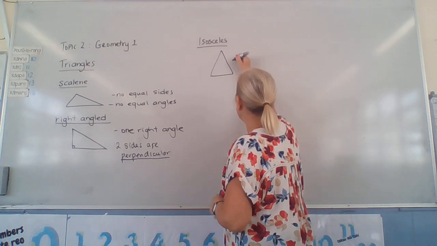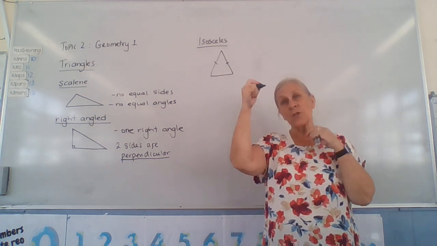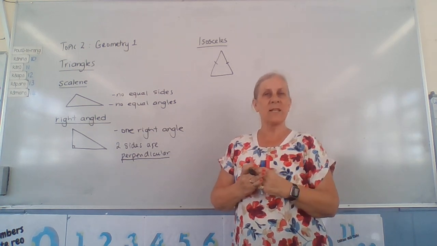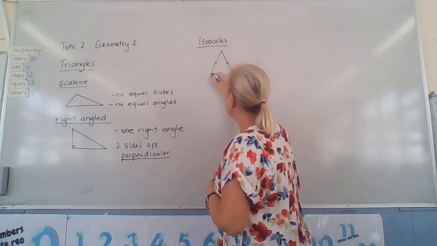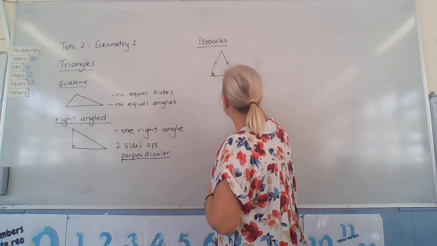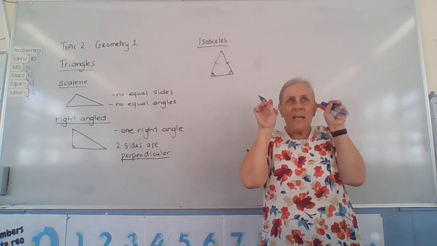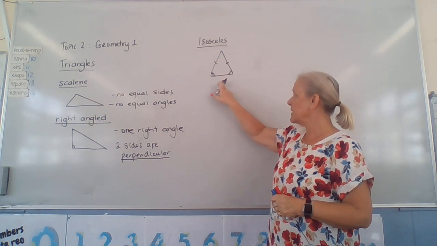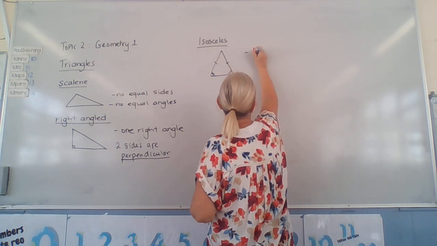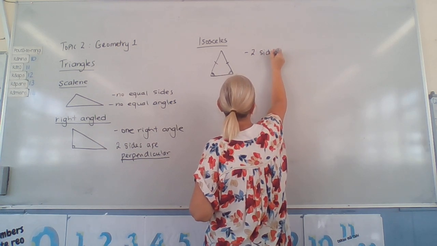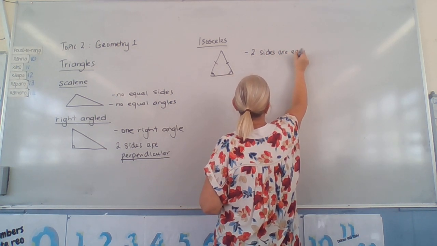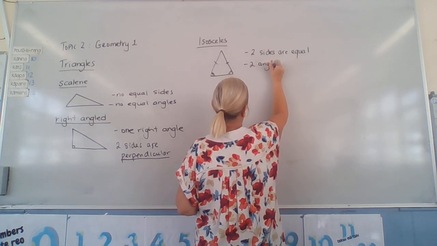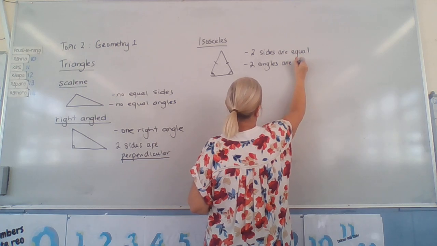So when we're first learning about it, we draw it here. Now we draw two little lines on it. That indicates that those two lines are the ones that are the same length. And we put little angles in the corner with double angle signs to say these are the two angles that are the same. This one's not the same, this one's not the same. All right? Two sides are equal. Two angles are equal.